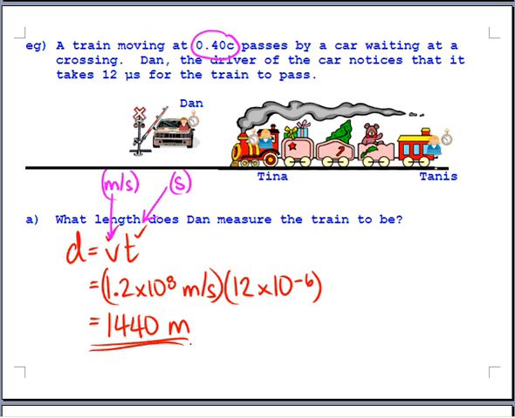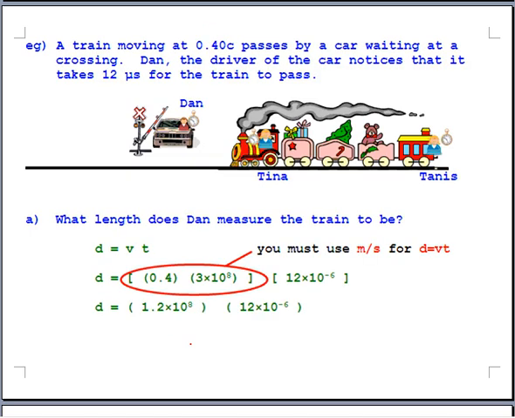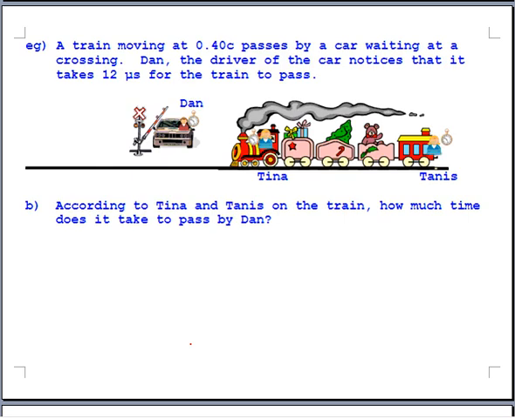So that's part A. Let's see what else we've got. Part B, according to Tina and Tanis on the train, how much time does it take to go by Dan? Okay, now we're talking about time. And we know with time from last day's lesson that we don't worry about the equation on the formula sheet. We know that instead two clocks record more time than one clock. And here it's kind of cool. We've already been given the 12 microseconds according to Dan. That's the one clock time. Right? Dan's just sitting there with a single watch.